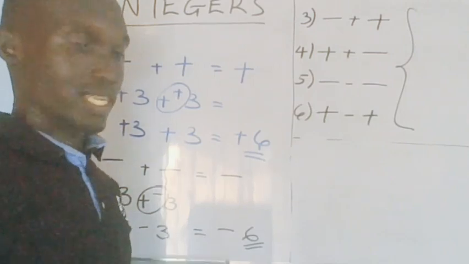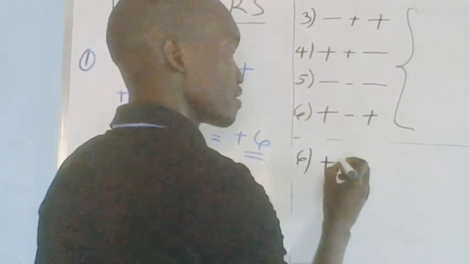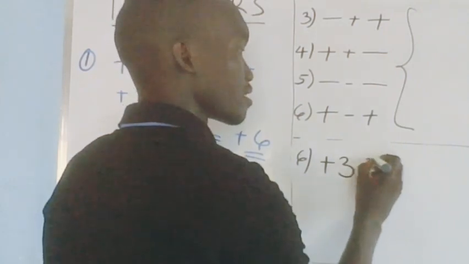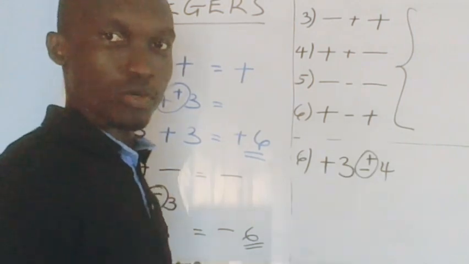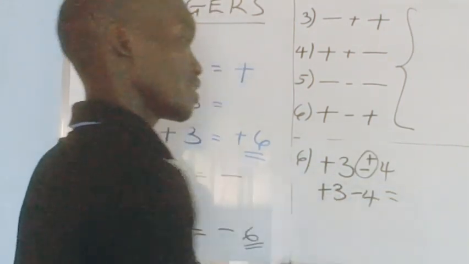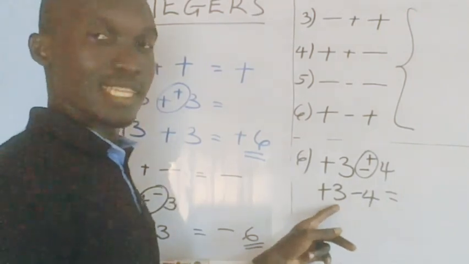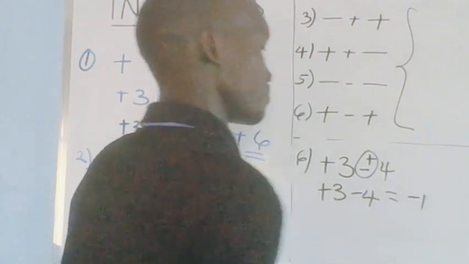Let's look at the last one. Let's give an example for the last one. Assuming we have positive 3 minus positive 4. We have two signs in the middle. Negative times a positive, that will be negative. So we shall have positive 3 minus 4. 4 minus 3, that will be 1. But this time it takes the sign of the bigger number.